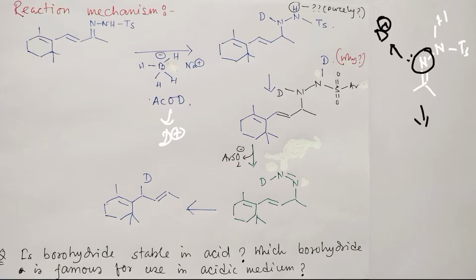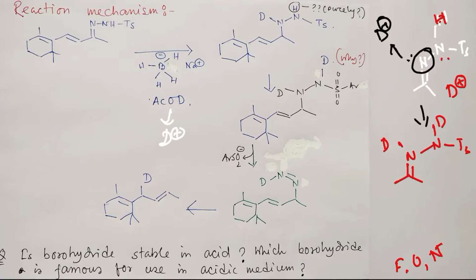How? Because this nitrogen also has a lone pair, point number 1, and point number 2, this polar hydrogen. Fluorine, oxygen and nitrogen form polar bonds with hydrogen, and that hydrogen exchange is so rapid. Even in NMR spectroscopy, this NH is always not visible. Which means exchange is possible, and in the reaction medium there is D plus. So exchange with D plus is possible, and ultimately now this is ND and this is Ts.